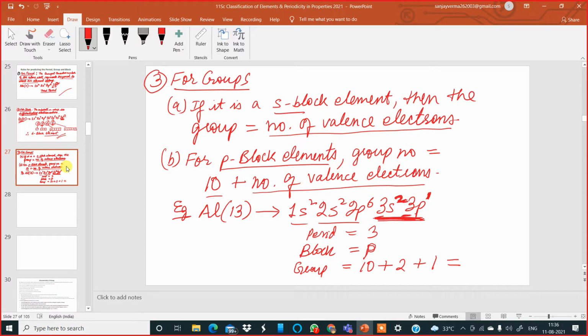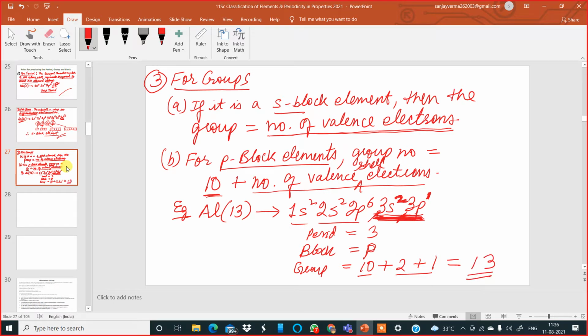This is the valence shell, not just the subshell. What is written over here? Number of valence shell electrons, not only the outermost. This entire thing becomes the valence shell because the principal quantum number is the same, 3 over here also. That's why the formula is 10 plus the number of valence shell electrons. So 10 plus 2 plus 1 is 13. The group is 13.